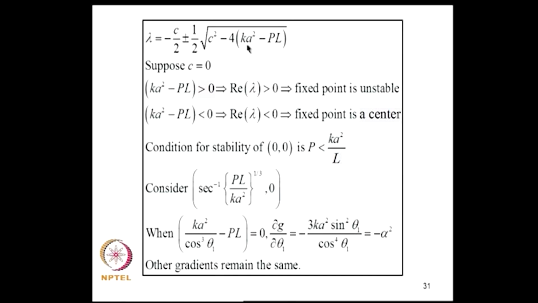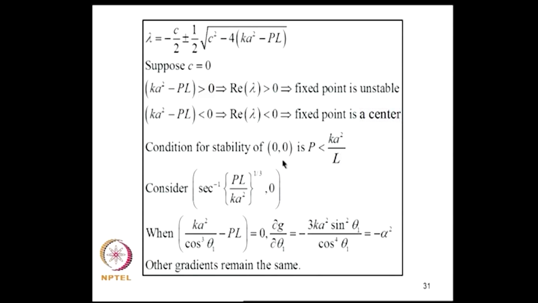Next, we see that if Ka square minus PL is less than 0, then real lambda will be greater than 0. Therefore, the fixed point is unstable. On the other hand, if Ka square minus PL is greater than 0, real lambda will be less than 0 and the fixed point is stable. So, therefore, the condition for stability of 0 comma 0 is P must be less than this. So, this is the condition on the value of P for the origin to be stable.